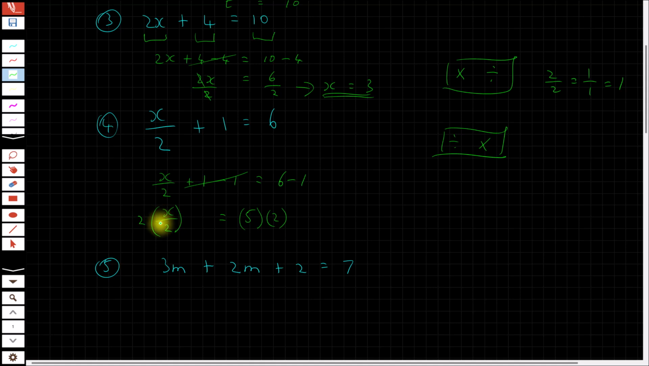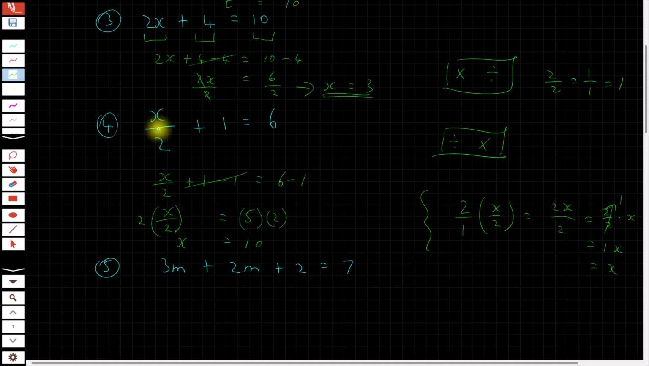So what happens on the left hand side? We have this thing here, which is 2 times x over 2. This is the same as this. 2 times x is 2x, and 1 times 2 is 2. We can see here this is the same as 2 over 2 times x. What is 2 over 2? It is simply 1. So we have 1x, which is equal to x. So on the left hand side we have x equals 5 times 2 is 10.